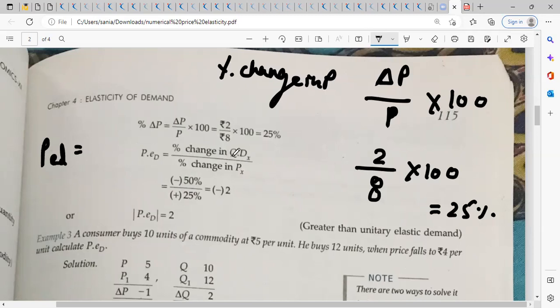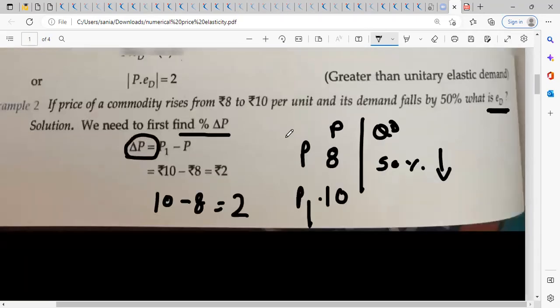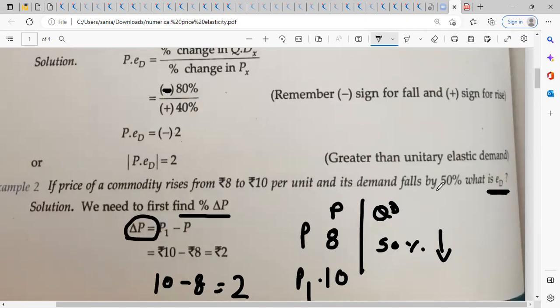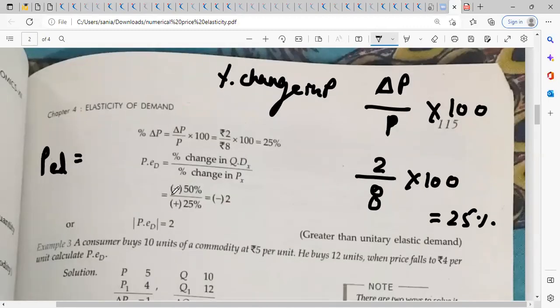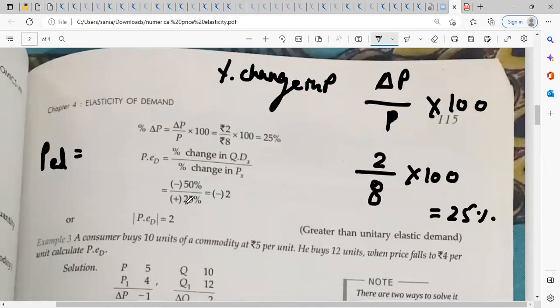This is given already, that demand falls by 50%. So it is falling, so it will be minus 50, right? So you wrote here minus 50, and the price was rising, right? It rises from 8 to 10. So this 25 is plus. So when you solve it, you will get minus 2.